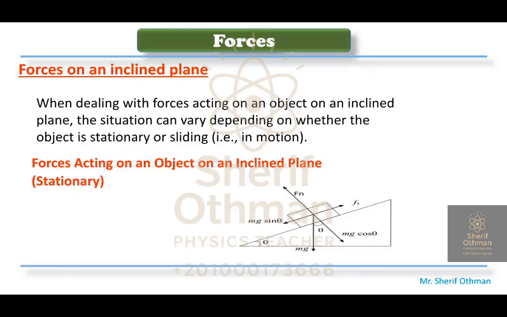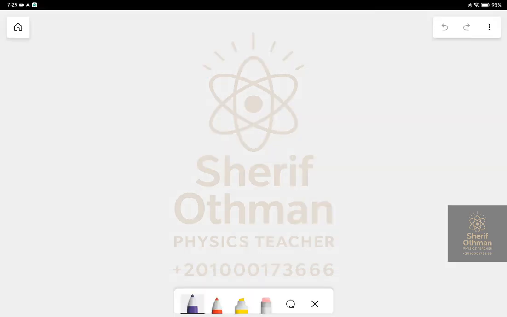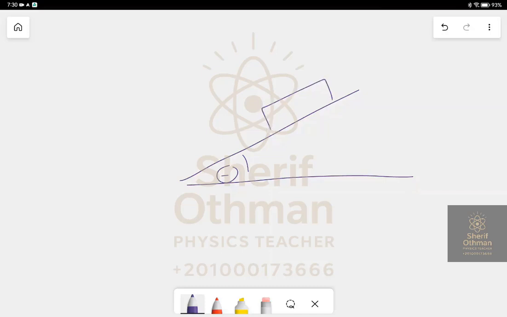Forces on an inclined plane, guys. What is the meaning of inclined plane? An inclined plane is a plane that makes an angle theta with the horizontal. Here is the angle, and this angle makes the object on the surface of the inclined plane slide down. We have a group of forces acting on this object. Let's see it. Here is the inclined plane, and here is the horizontal, and here is theta. The object on the inclined plane has a weight downward.